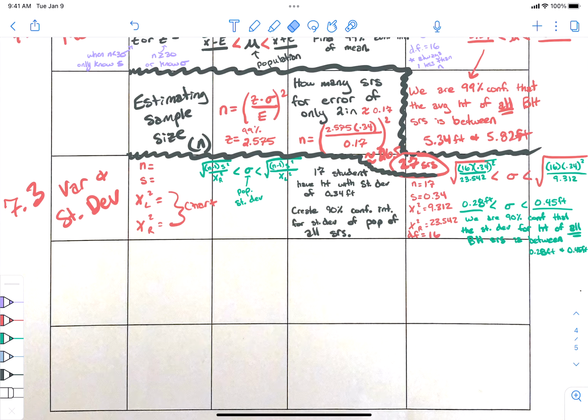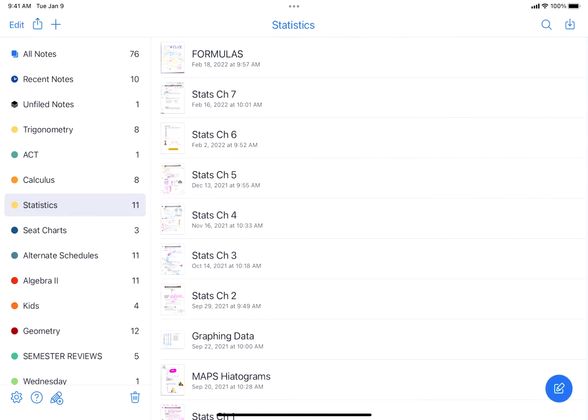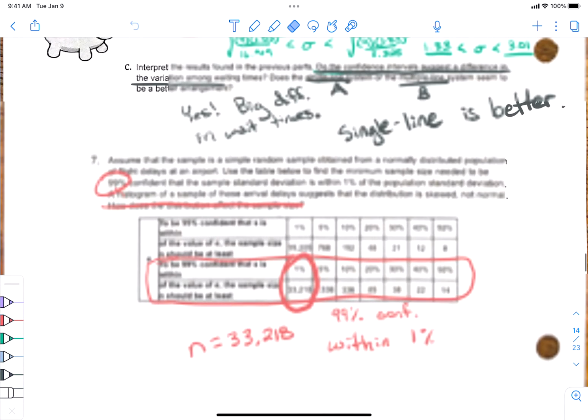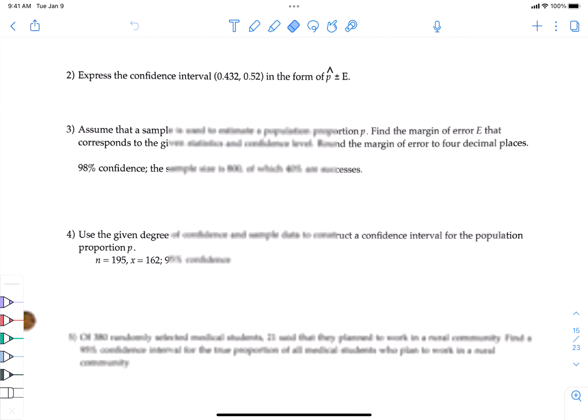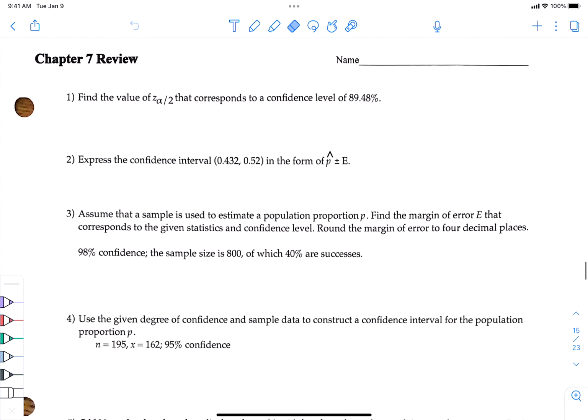So we are done writing stuff down on our yellow sheet, but I want to go to the review quick. Can we go to the review? Let's go over here. Chapter 7 review. Let's talk through some of these examples, and I'll just overview a couple of them, so that we're on the same page and know: are we finding proportion? Are we finding mean? Are we finding variance, standard deviation? What are we doing?